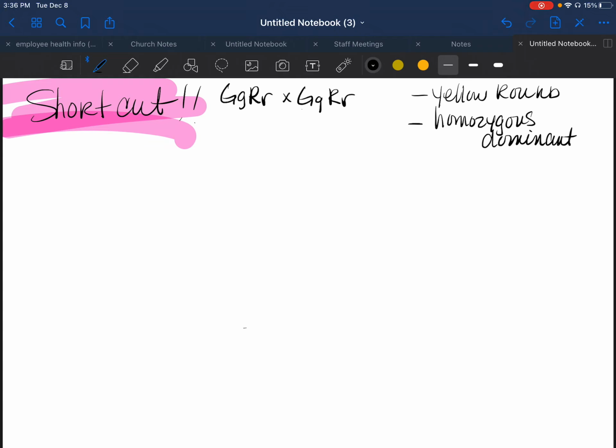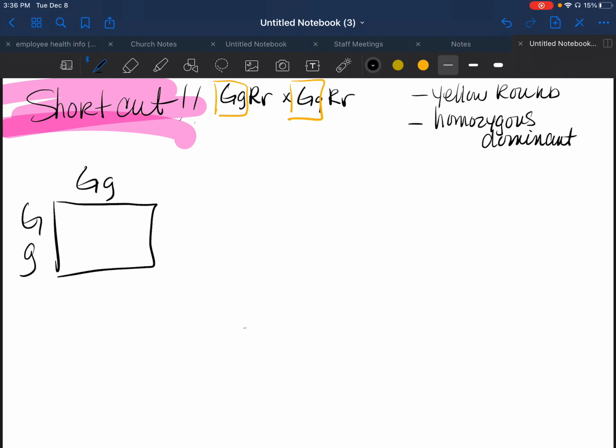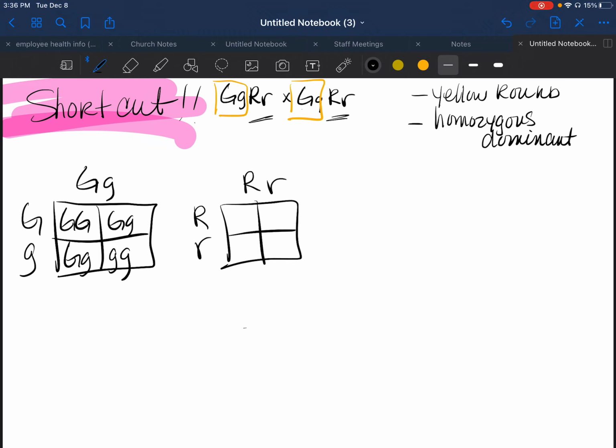If we take just the G allele here, the allele for seed color, one parent is big G, little g, and another one is big G, little g. Well, you're basically just going to do a regular old Punnett square for that, because now it is a monohybrid cross. Now you're going to do the same thing for the other allele. This one is big R, little r, this one's big R, little r. We're going to do another cross.